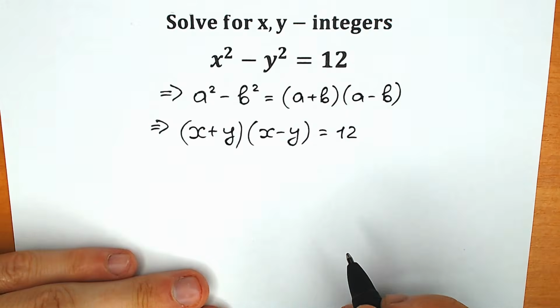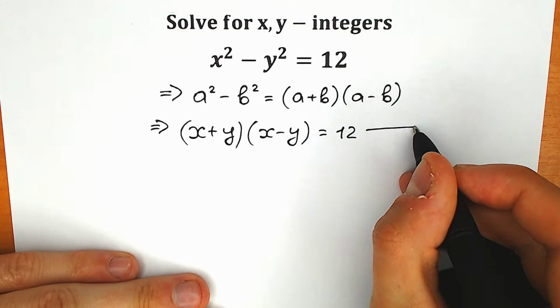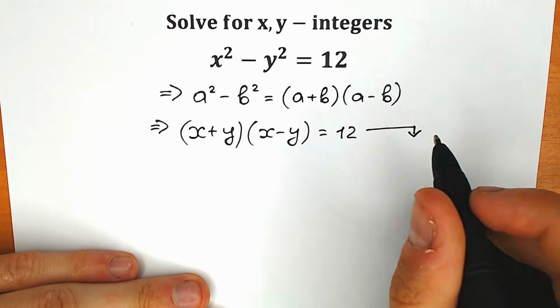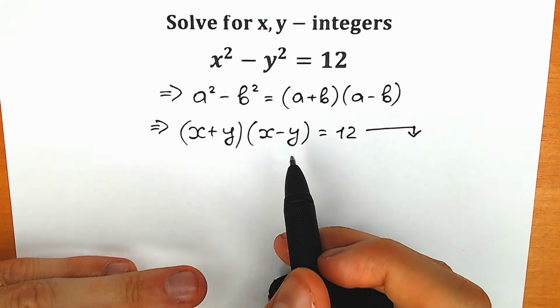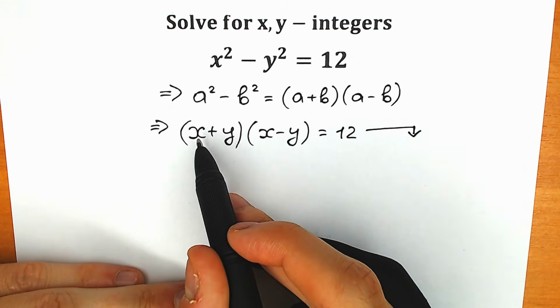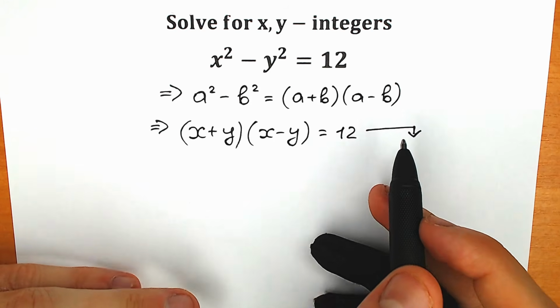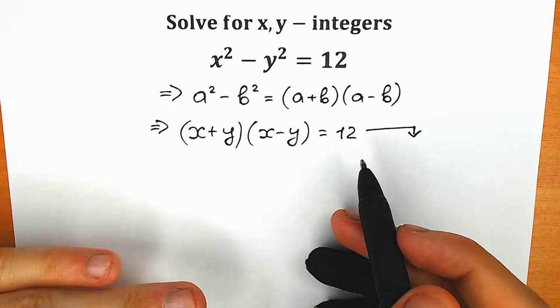Right now, the second step, we're going to express this 12 in a different way. We're going to express it as a product, because if you look closely, we have a product of two values. We have the first parenthesis and the second parenthesis. So let's express this 12 as a product of two numbers.